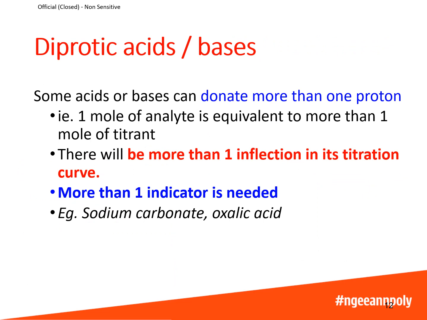When discussing acids and bases, it is also important to realize that some acids or bases can donate more than one proton. This means that 1 mole of analyte is equivalent to more than 1 mole of titrant. If we look at the pH curve, you will see more than one inflection in the titration curve. So if you want to detect both endpoints, then you will need more than one indicator. Examples of diprotic acids or bases are sodium carbonate and oxalic acid.